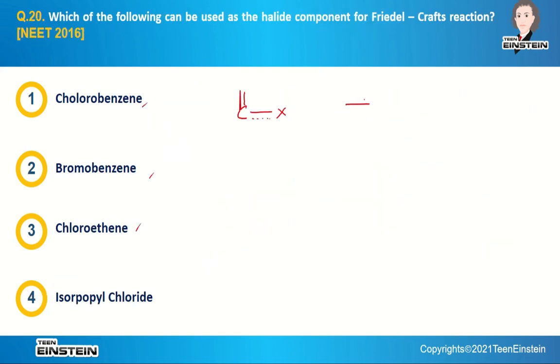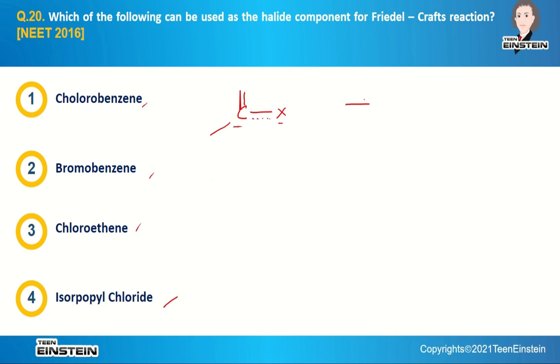so here we see in chlorobenzene and bromobenzene, the carbon halogen bond, the lone pair of halogen is delocalized with pi bonds, so it attains double bond character. Thus these are not suitable as halide component for Friedel-Crafts reaction. So the option isopropyl chloride is a suitable halide component for Friedel-Crafts reaction.